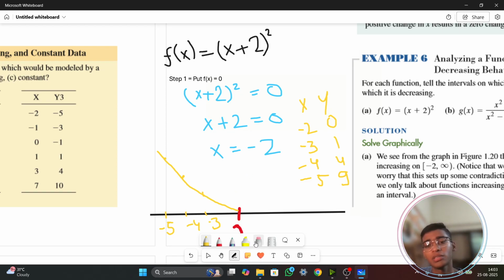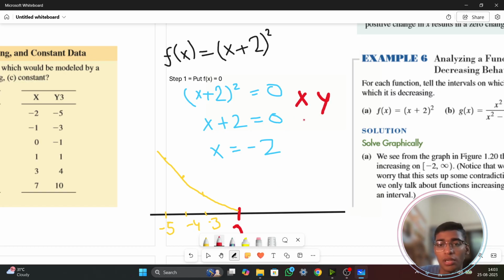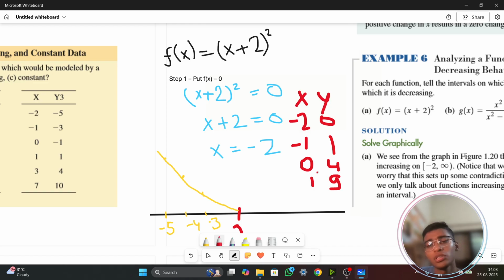Now let's check the other side of your inflection point. Is it really increasing, or what is the result? If we put minus 2, we are getting 0 again. If we put minus 1, we are getting 1. If we put 0, we are getting 4. If we put 1, we are getting 9. So these are the values.